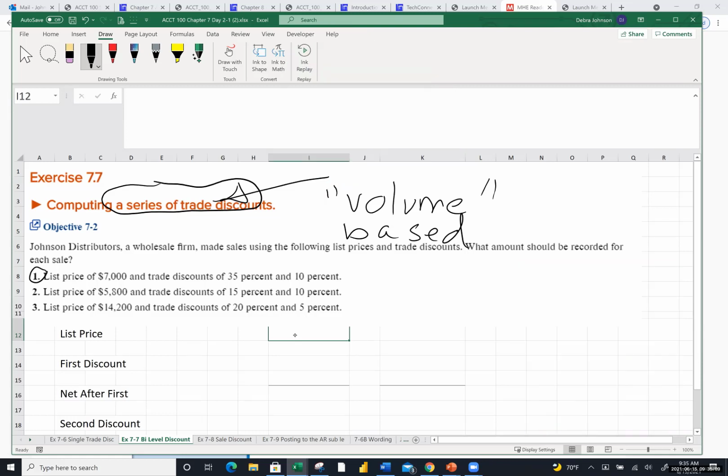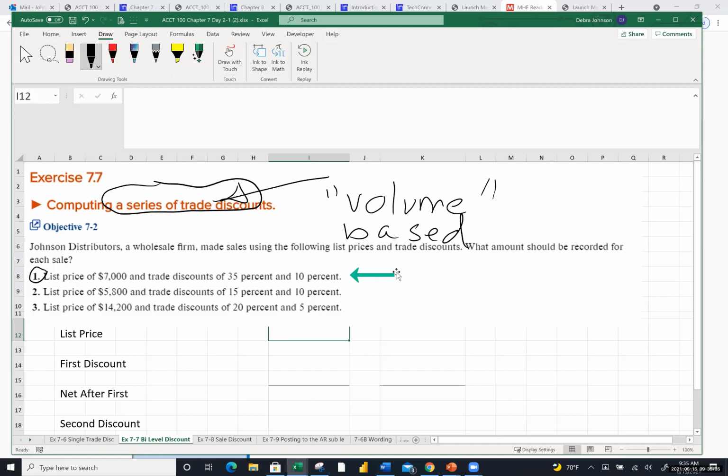So again, this is a trade discount, volume-based, and what it says is the list price of these supplies is $7,000, but because we're a super user, they give us 2 discounts, 35% and 10%. Now, some people on a test are going to look at that and say, oh, there's a 45% discount. That's not what it says.